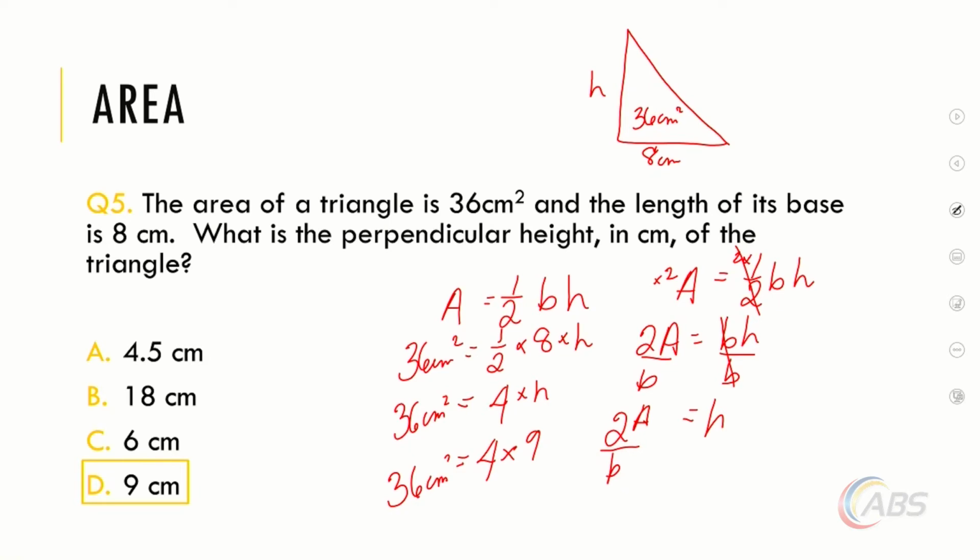So again, they gave us the area, which is 36 centimeters squared. So if I have 2 times 36 and I divide it by the base, which they gave us is 8, 2 times 36 is going to give us 72, and we divide that by 8. 8 into 72 goes 9 times. So we still get the same 9 centimeters.